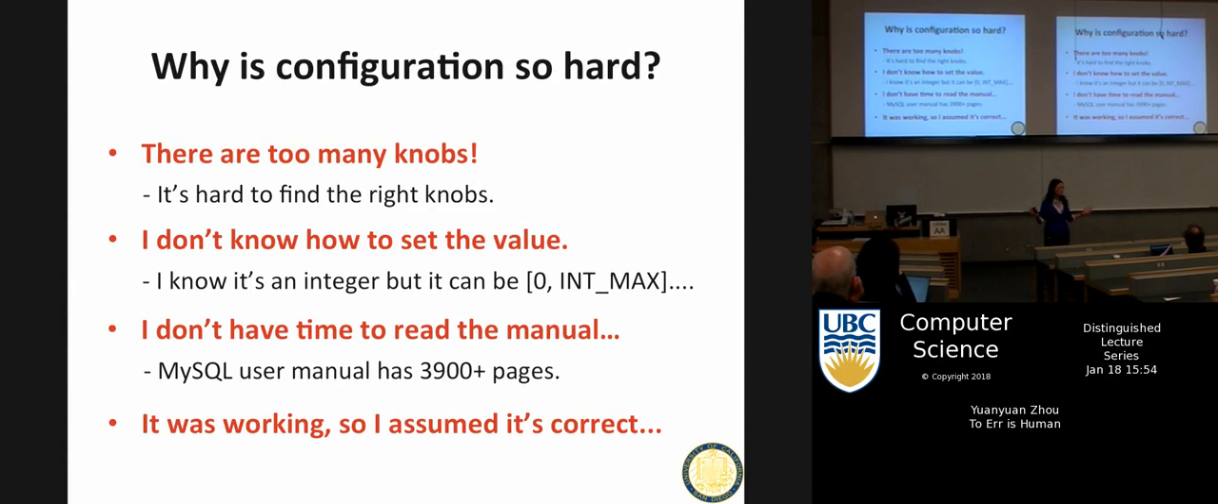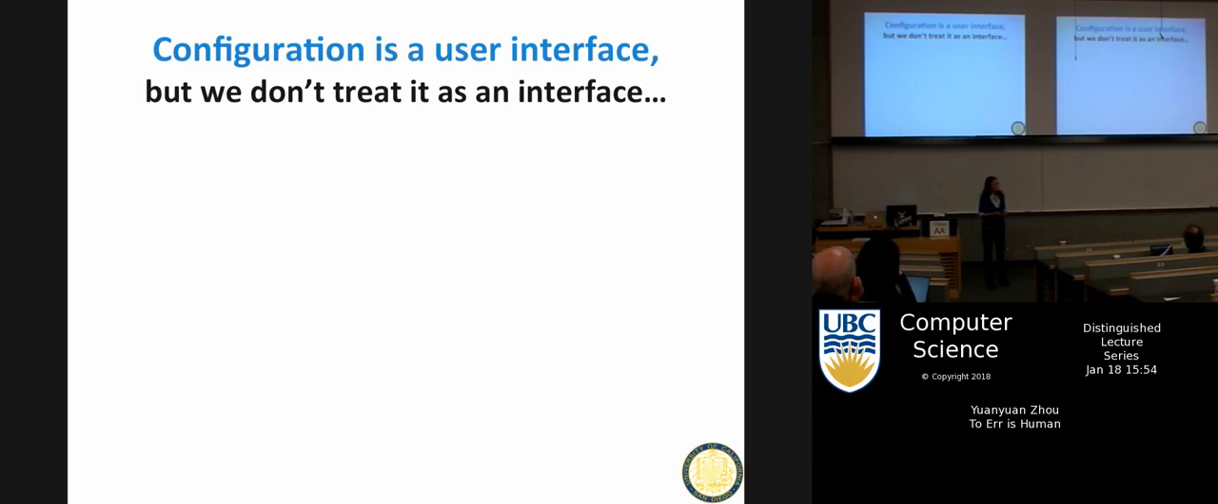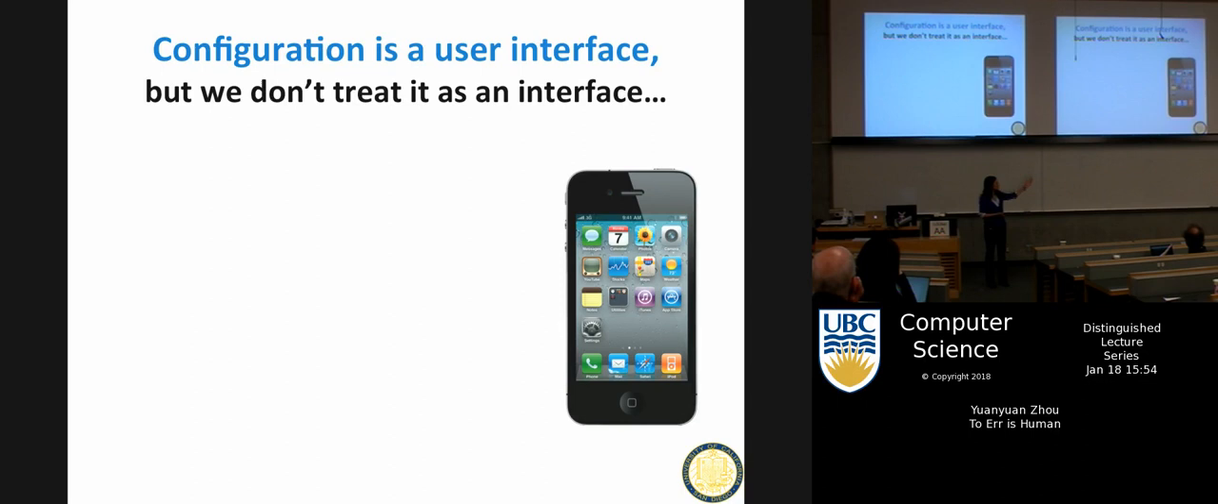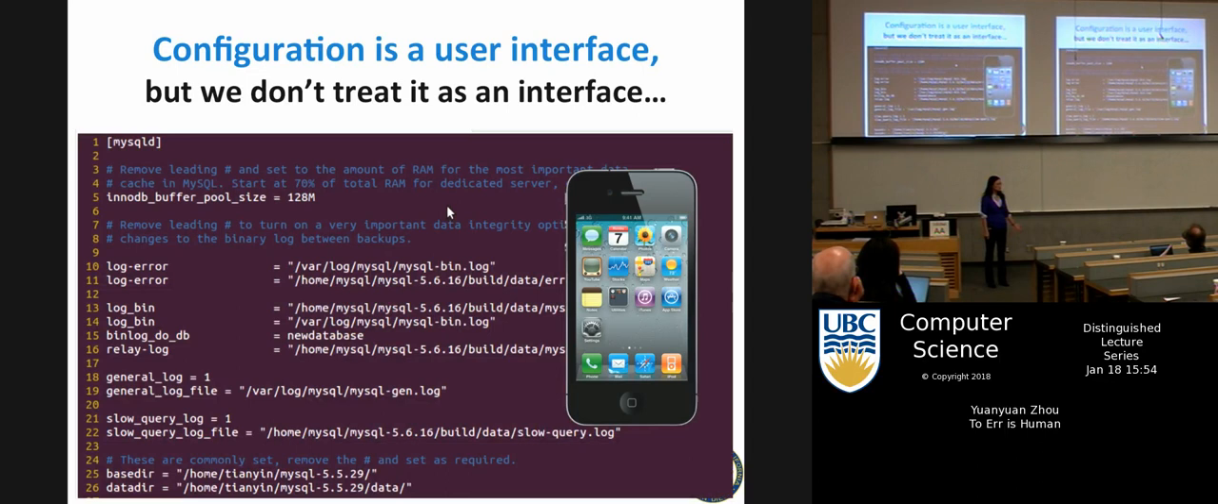So the point we want to make is that configuration is part of the interface. For example, we have our smartphone. It's easy to use, even a 3-year-old can use it. But our configuration files look like this, okay? It's so messy, so long. If you follow HCI principles, it's really not that friendly, and it can easily lead to mistakes.